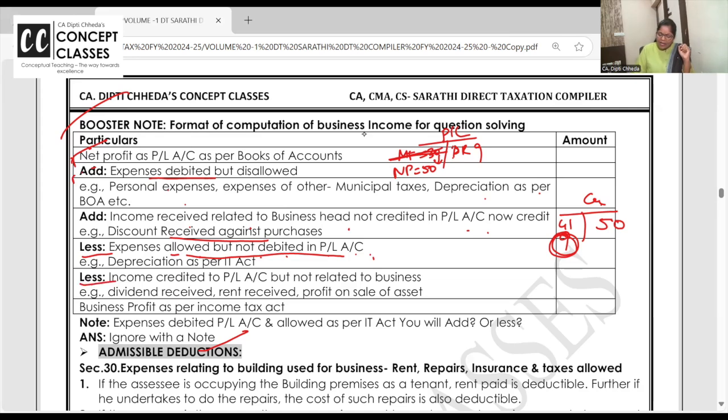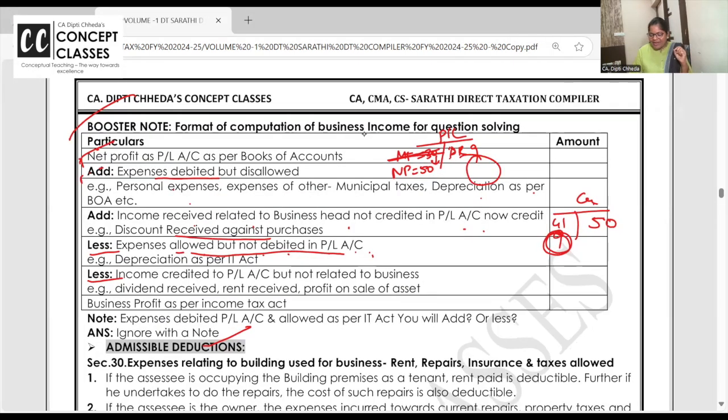Yeah. And the last one, there will be some garbage, I call it. P&L account credit side, usually they write rent received 1 rupee, dividend received 5 rupees. But then dividend received is not your income in P&L. It's income from other sources. Rent received is house property. So I call it garbage. Remove it. Items credited in the P&L account credit side, but not related to business.